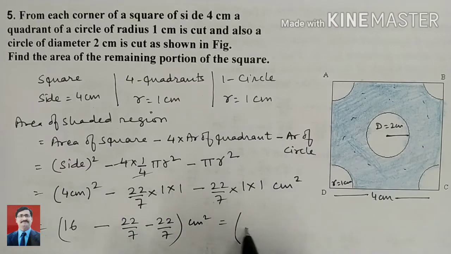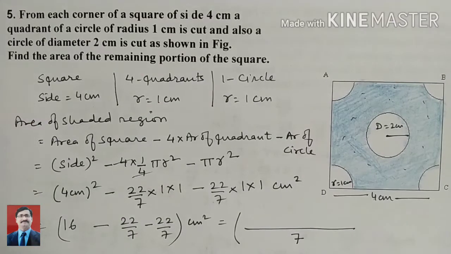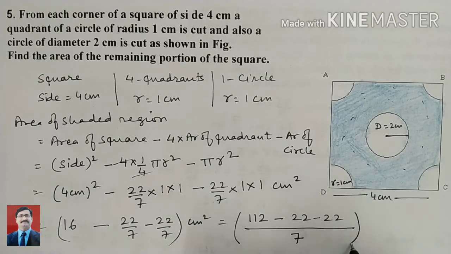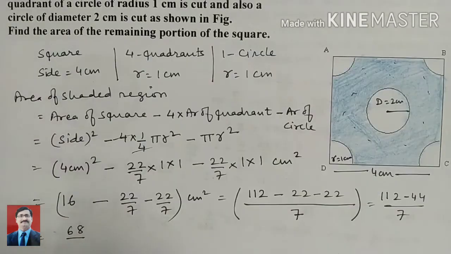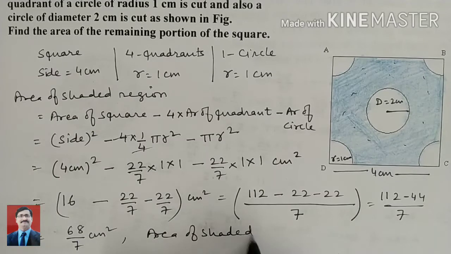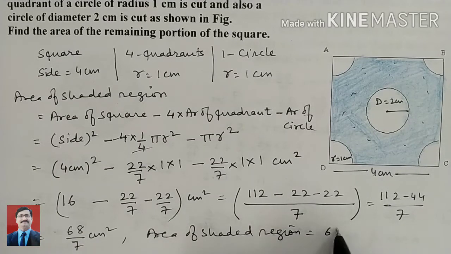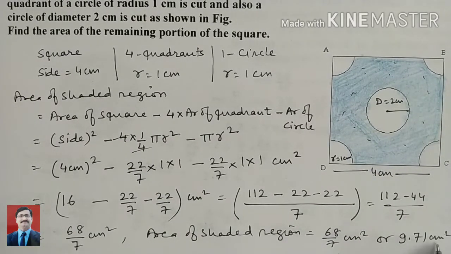Now look here, we can take the LCM, which is 7, and we have to multiply 16 and 7. We get 112 minus 22 and minus 22. So we subtract these: 112 minus 44 upon 7, and we get 68 upon 7 centimeter square. If you want you can divide and write it, otherwise you can write this answer. Area of shaded region equals 68 upon 7 centimeter square, or we can write 9.71 centimeter square.